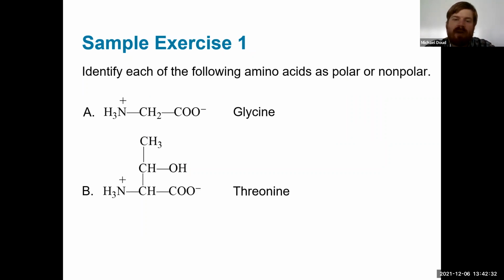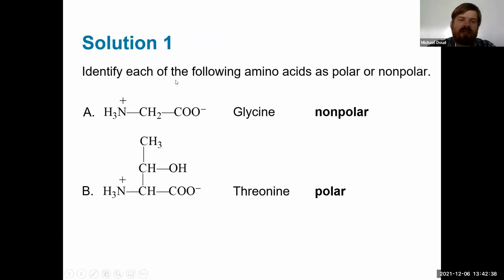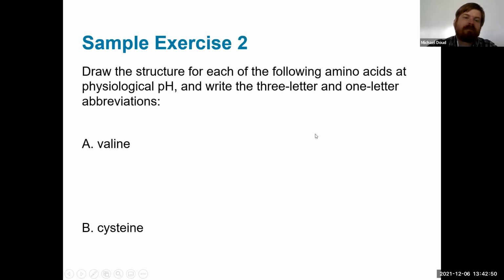Pause the video. When you come back, we're going to take a look at it. So pause, and let's take a look. So glycine, because it's just bonded to a hydrogen, that's a non-polar bond, so that's a non-polar amino acid. Threonine here contains an OH group, so that OH group is going to be polar, so threonine is a polar amino acid.